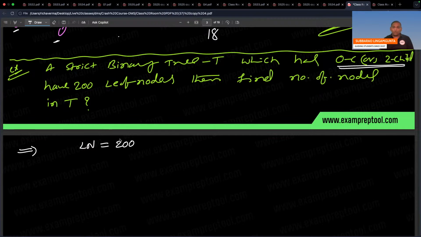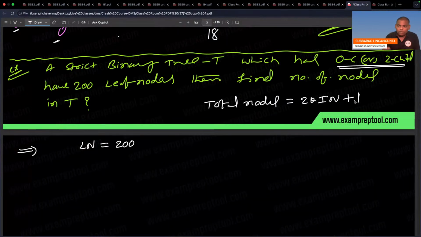If you want, you can give the proof also. Now see, I am trying. Leaf nodes plus internal nodes means total nodes, no? Total nodes is equal to, since internal nodes are having two child only, 2 into internal nodes plus 1.